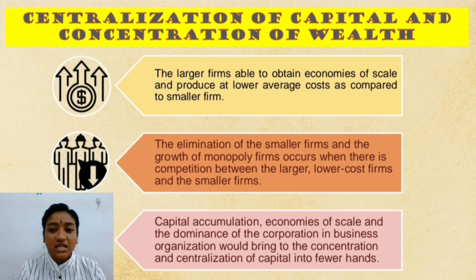The elimination of the smaller firms and the growth of monopoly firms occurs when there is competition between the larger, lower-cost firm and the smaller firms. This causes the dynamics of capital accumulation and the tendency for recurring business crises to centralize the ownership of capital and concentrate wealth in fewer hands.